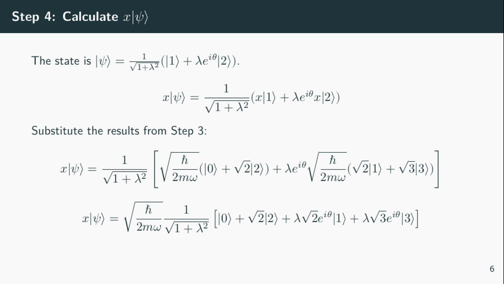Alright, in step 4 we calculate the result of the position operator x acting on a composite state vector ket psi. Due to the linearity of the x operator, it distributes over the sum within the state vector. We then substitute the results from step 3 where we calculated x acting on the basis states ket1 and ket2. The final expression for x ket psi is obtained by factoring out the common constant terms.